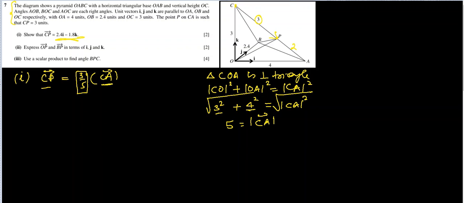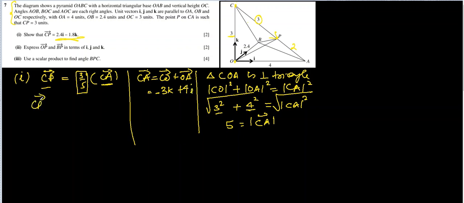Okay, and for CA we have to do something else. The CA vector can be written as, because C to A is not in I, J, K, so we'll go to O first, CO, and then O to A. That will be the vector CA. CO is given to us, it is minus 3K. The length is 3 and it is in the K direction but opposite, so minus 3K. OA is plus 4 in the I direction.